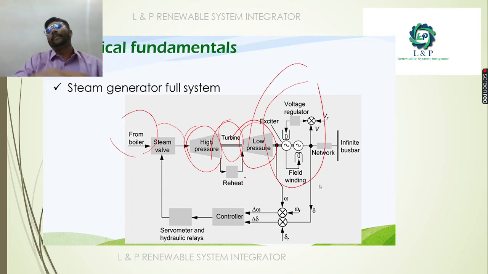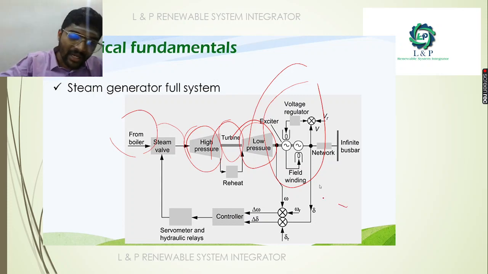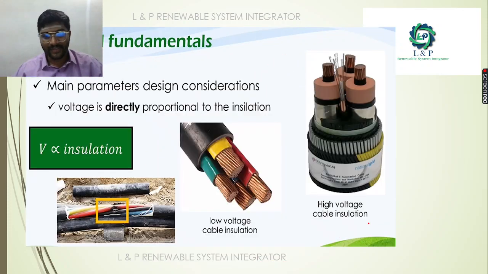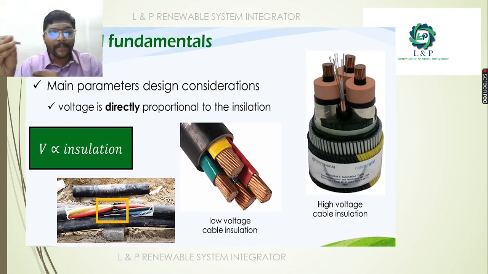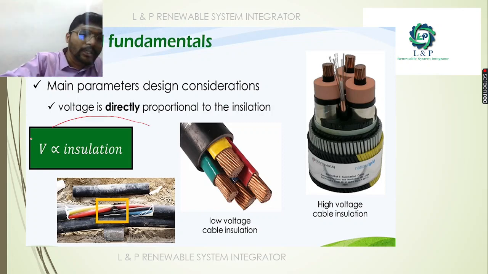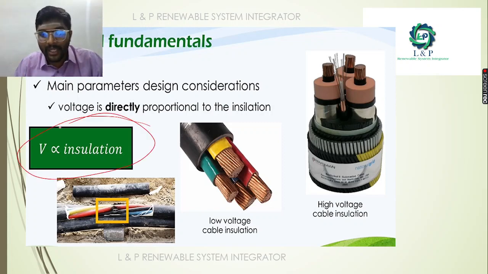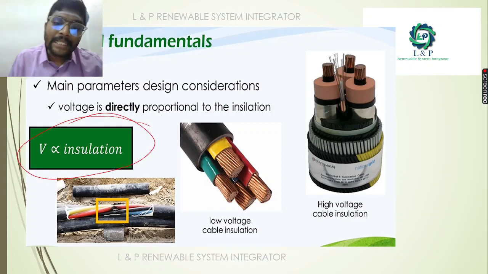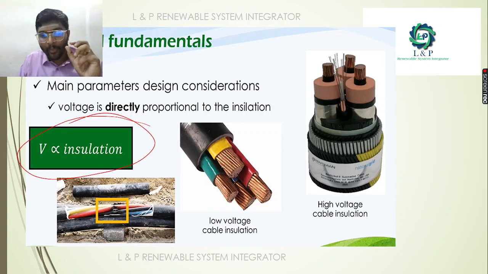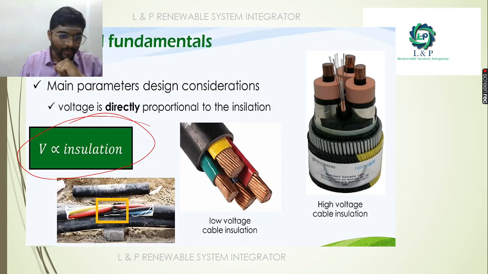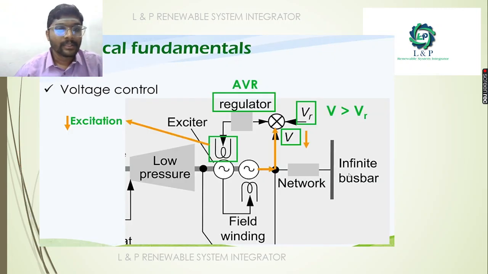In order to monitor each and everything and control the entire generation, we have a controller with a servo motor and hydraulic relays. And the most important thing when you are designing is the voltage, because voltage is directly proportional to the insulation. It means if you want to send high voltage, you need to have proper windings, and most importantly, insulation is very important for protection purposes.